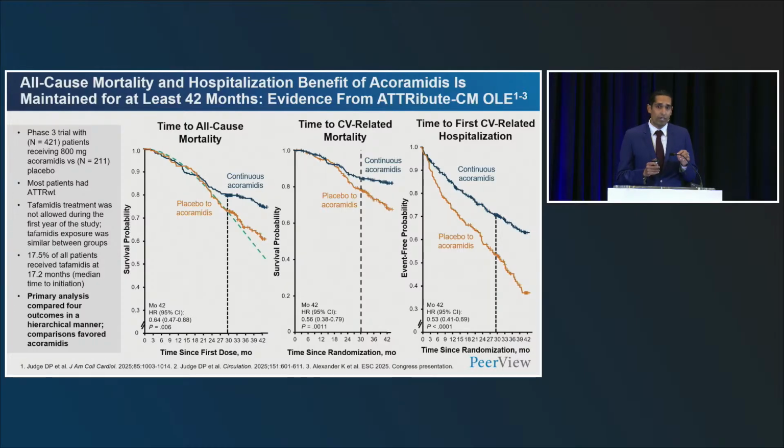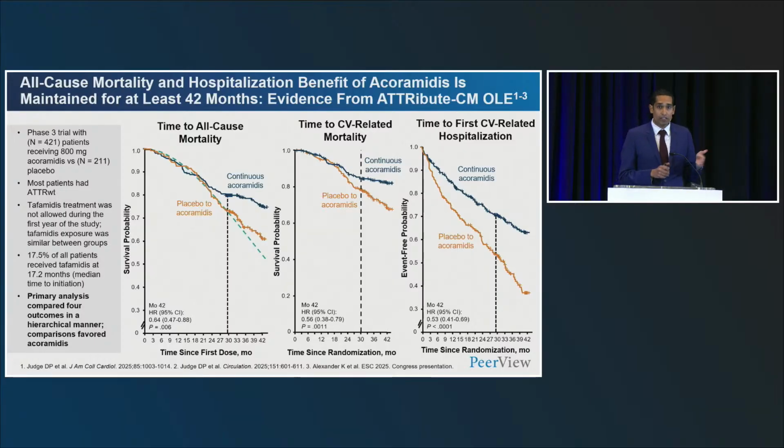And because tafamidis was approved at this point, tafamidis was not allowed in the first year of the study. However, patients could be initiated on tafamidis in either treatment arm since it was blinded. The primary outcome was a hierarchical composite score, but needless to say, it was another win for the field. And so you can see using these data, looking at all-cause mortality, cardiovascular-related mortality, and as well as first cardiovascular-related hospitalization, significant benefit in all 3 domains.